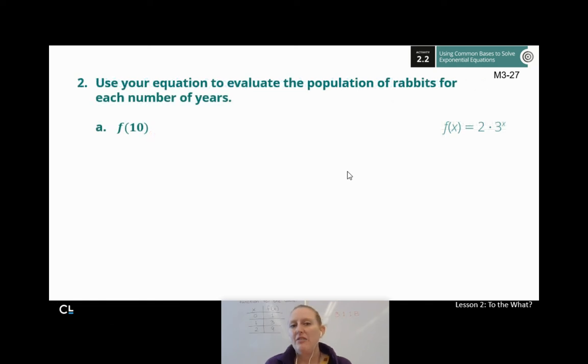Now that you have the equation, I would like you to grab a calculator. Oh my gosh, grab a calculator. Please don't try to do these in your head. It gets really rough. I would like you to use this function to go ahead and evaluate the population of rabbits for each year. So 10 years, 20 years, 30 years. I only have part A on my screen, but you probably have all 3 parts on your paper on page 27. So go ahead, hit pause, plug in the number, use your calculator, see what you get, and then hit play when you're ready to check your work.